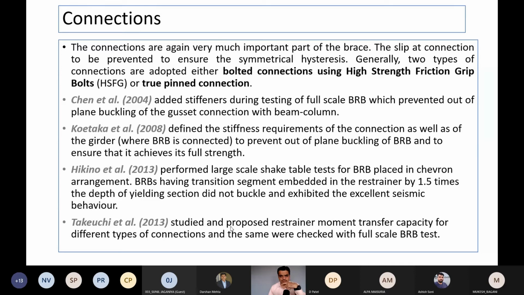Okay, here it was studied and the restrainer moment transfer capacity was proposed for different types of connections, and the same were checked with the full scale BRB test. So there is numerous work which has been done, theoretical, mathematical, and then full scale testing is done to validate it. And then wherever there are gap areas, again the theories are being updated.